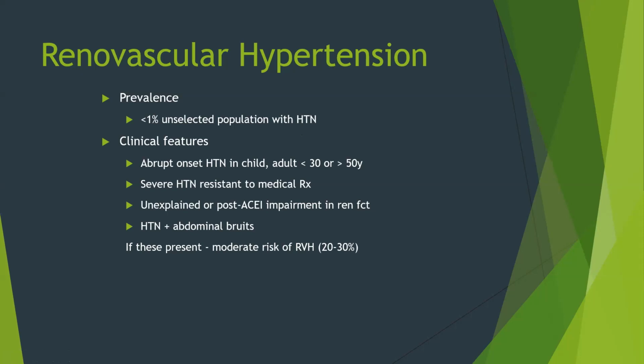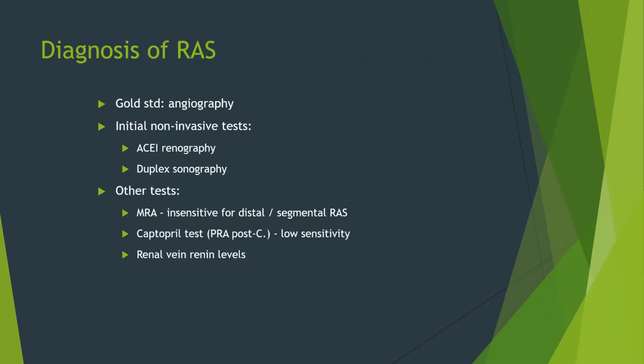The prevalence is less than 1% of the unselected population with hypertension, and the clinical features are abrupt onset hypertension in child or adult less than 30 years, and severe hypertension which is resistant to medical treatment, and unexplained or post-ACE inhibitor impairment in renal function, hypertension with abdominal bruits. If these are present, there is a moderate risk of renovascular hypertension.